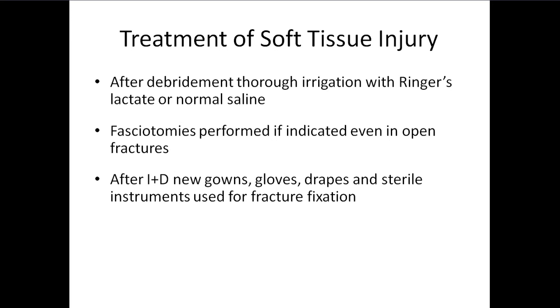Fasciotomy is performed in case of compartment syndrome. Fasciotomy means you have to release the fascia to release the pressure. After incision and drainage, new gowns, gloves, drapes, and sterile instruments must be used for fracture fixation.